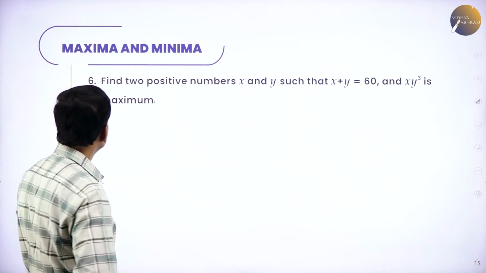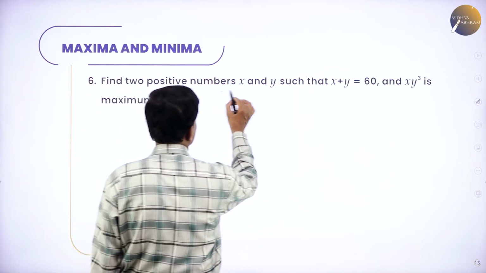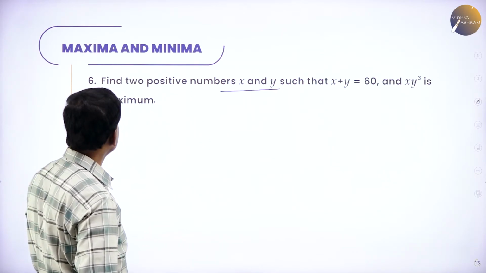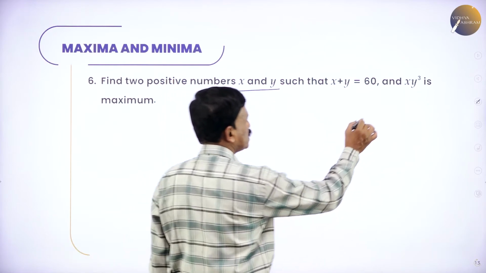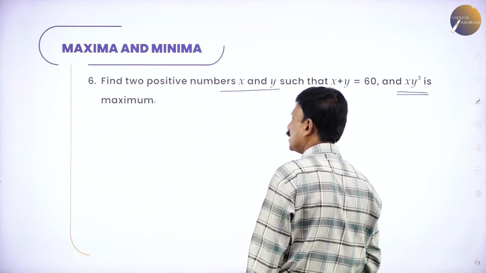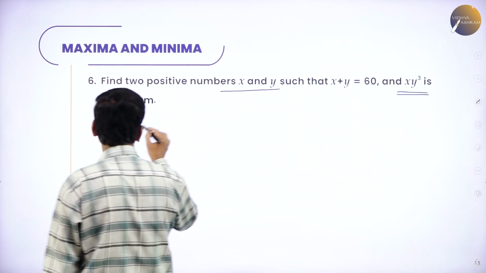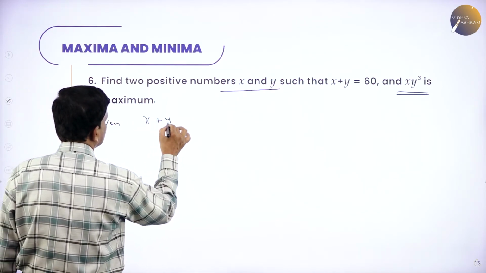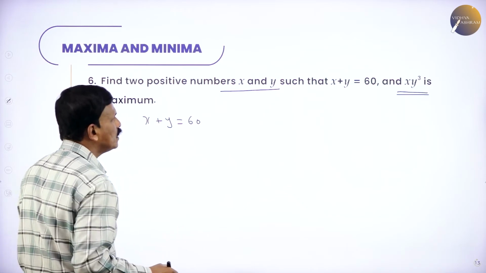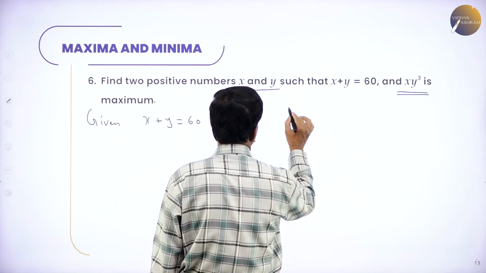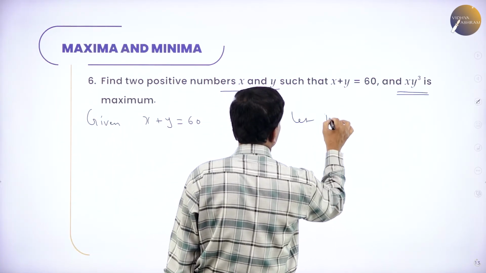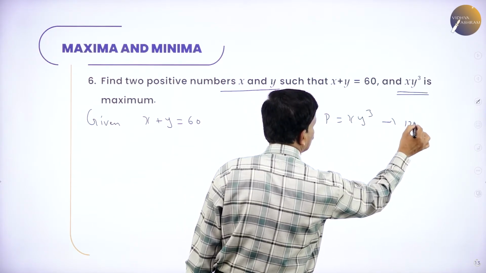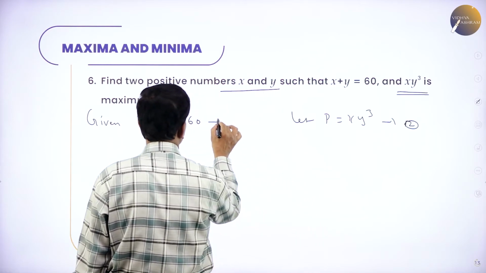Next problem is, find two positive numbers x and y such that x plus y is equal to 60 and x y cube is maximum. That is, x into y cube is maximum. What is given? Given the sum of two numbers, x plus y is equal to 60. Let p be equal to x into y cube. Let us represent this as equation number 2 and this as equation number 1.